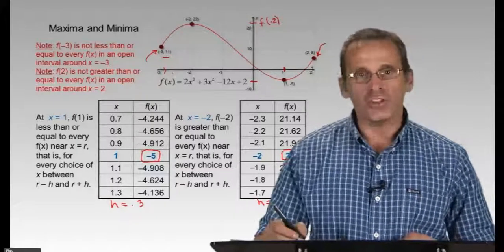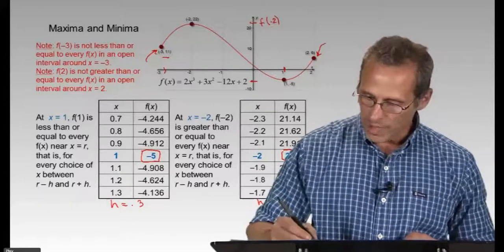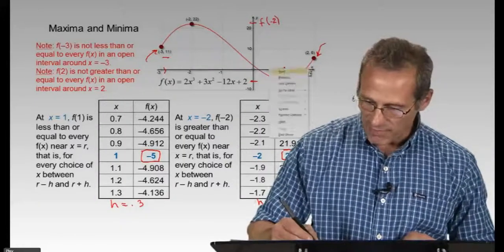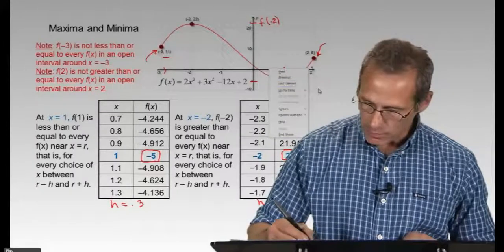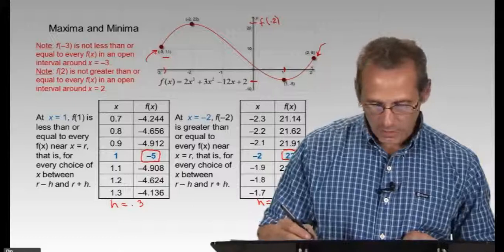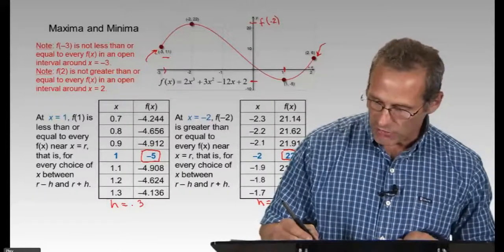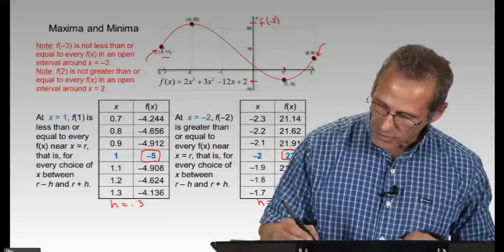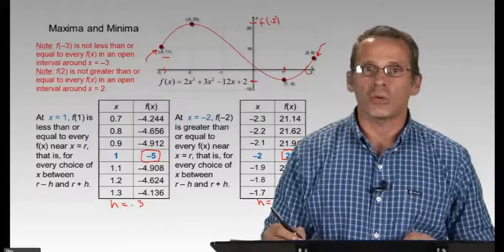Similarly, if I look at f of 2, it is not greater than or equal to every value of f in an open interval around 2. Rather, it is greater than or equal to f of x for an interval that is specifically less than x equals 2.